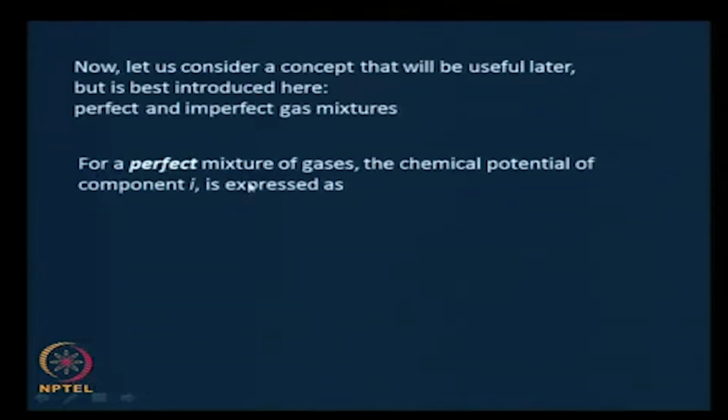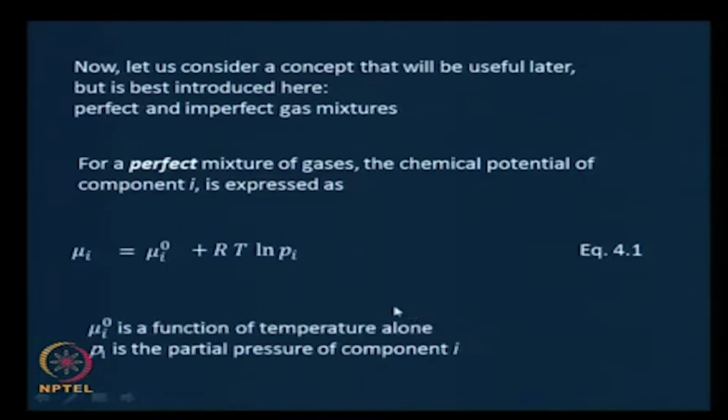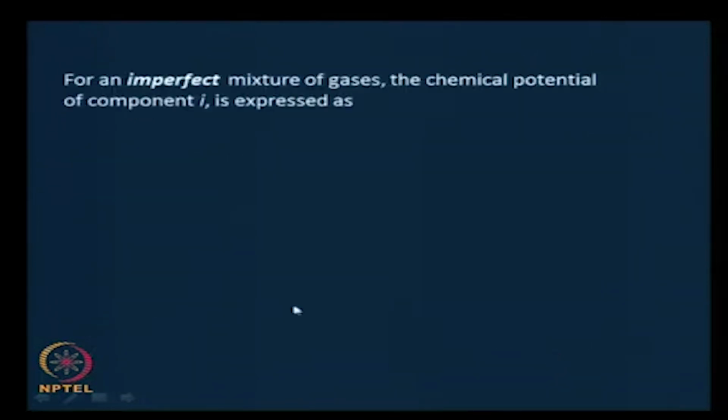And then we introduced the concept of a perfect mixture of gases. This is, we said, a concept, and we have used this concept quite a few times to develop ideas. A perfect mixture of gases is something for which the chemical potential of each of its components can be represented as mu i equals mu i naught plus RT ln Pi. Pi is the partial pressure.